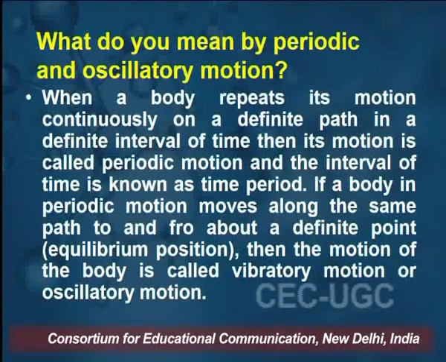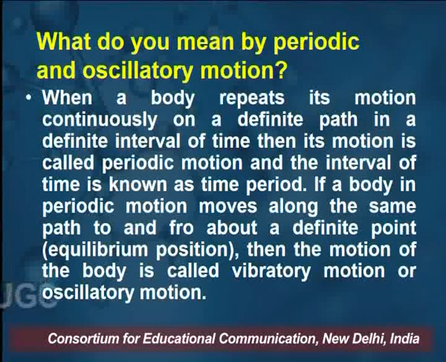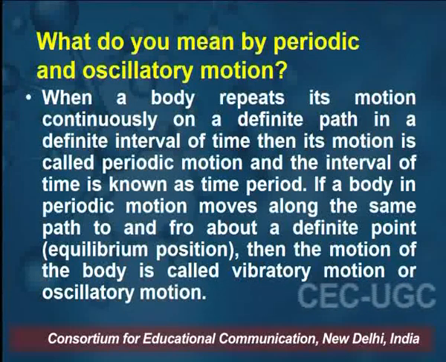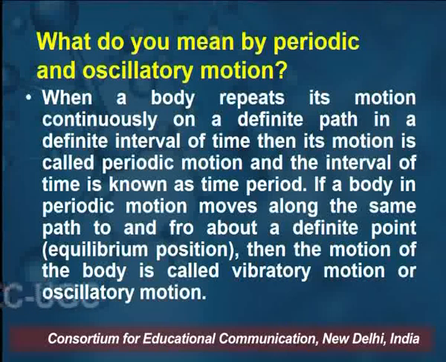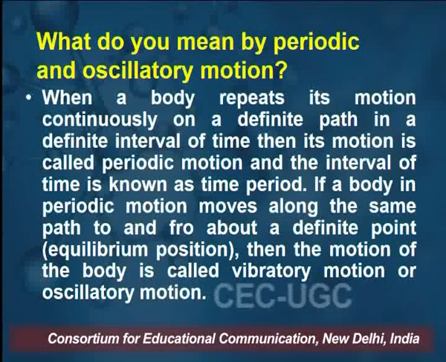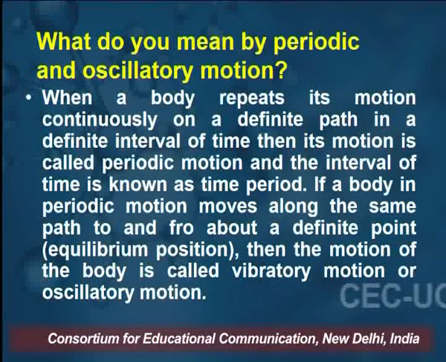Then what do you mean by periodic and oscillatory motion? How can you define the difference between periodic and oscillatory motion? In periodic motion, the motion continuously repeats and completes a definite path in a definite interval of time, then the motion is called periodic motion.